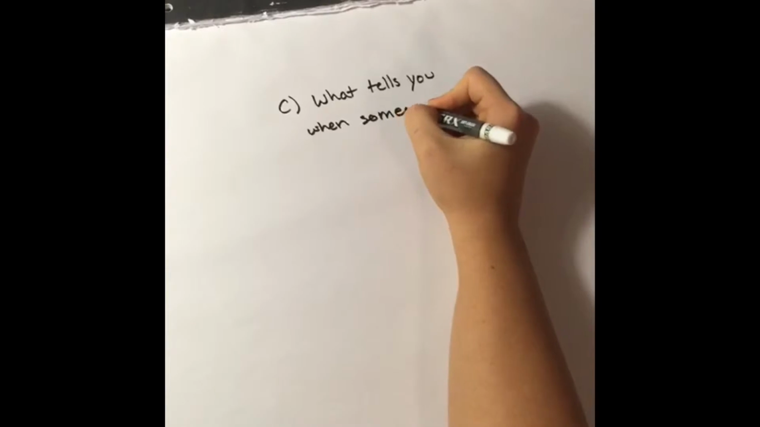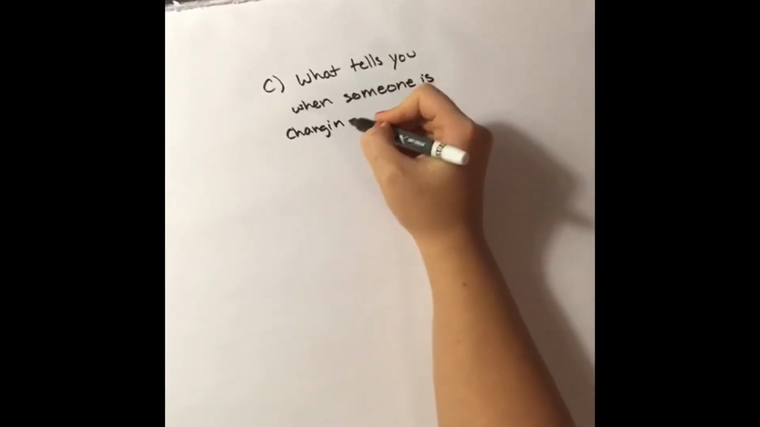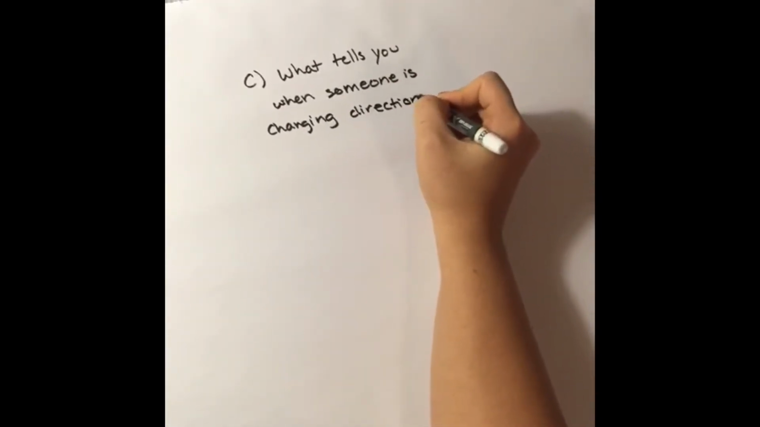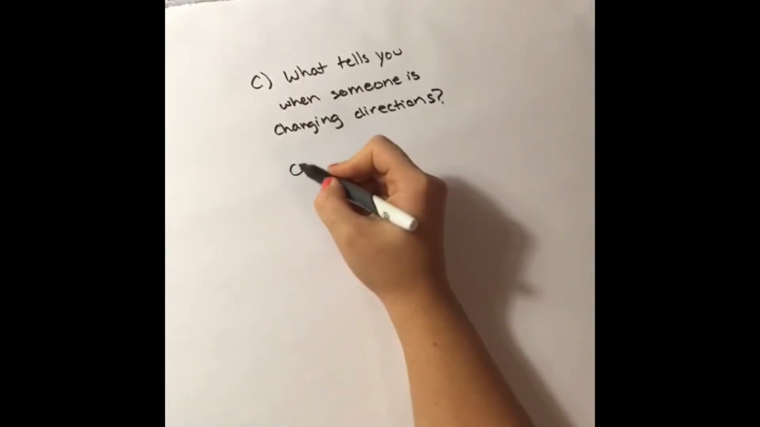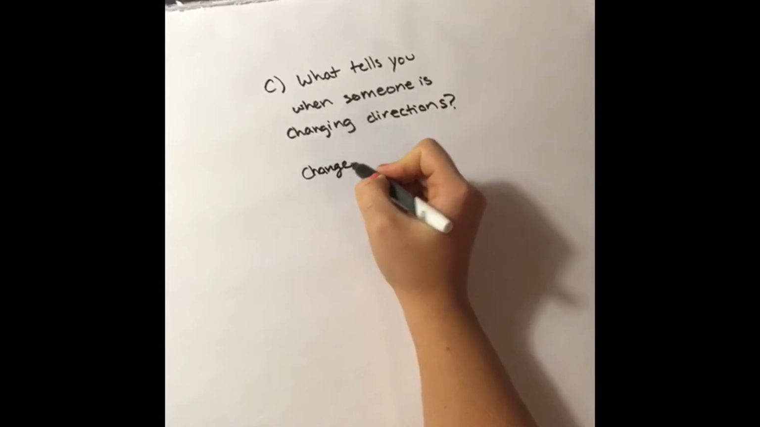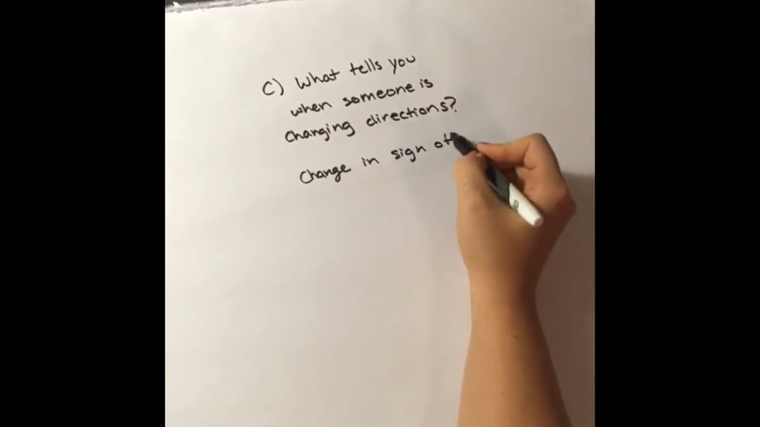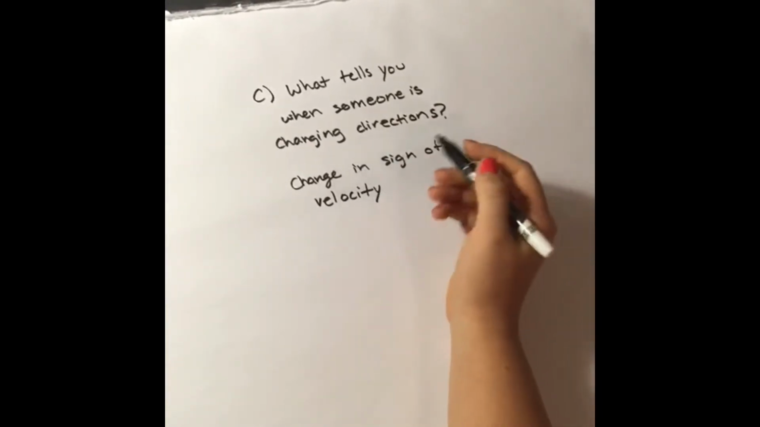Okay, so first we have to ask ourselves, what tells you when someone is changing directions? Since we don't have a written velocity function, we're going to have to look at the graph. Something that could tell us when something is changing direction is a change in sign of the velocity. So now we need to ask ourselves, what are we looking for and where is it?